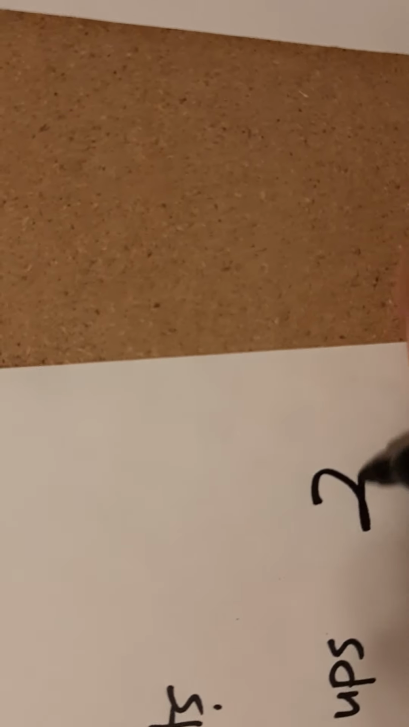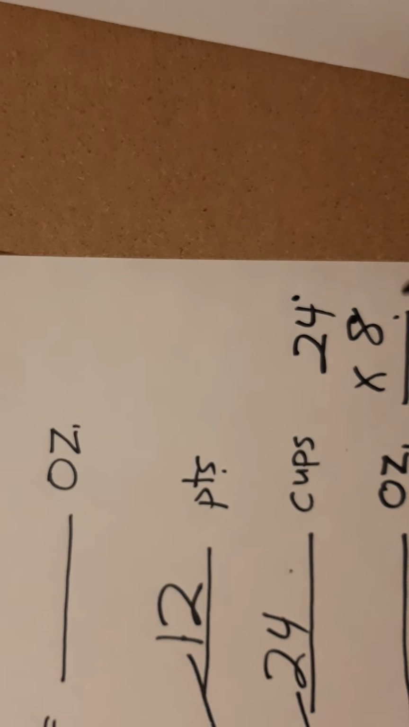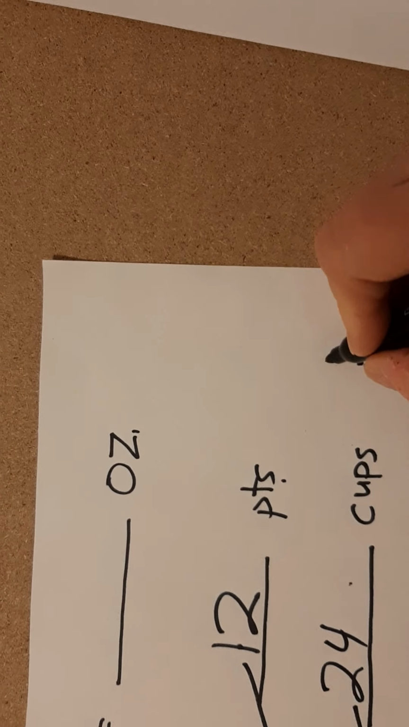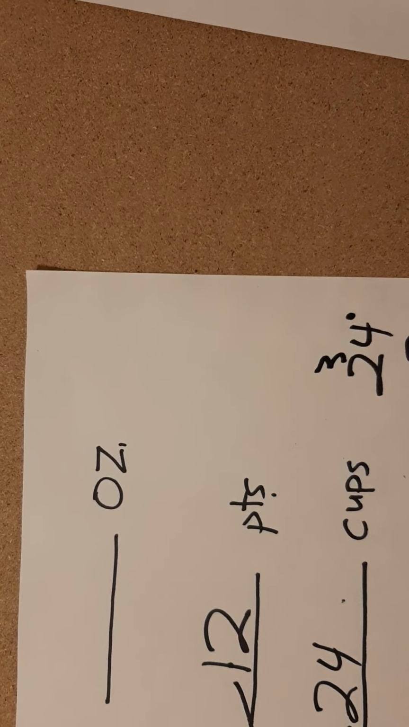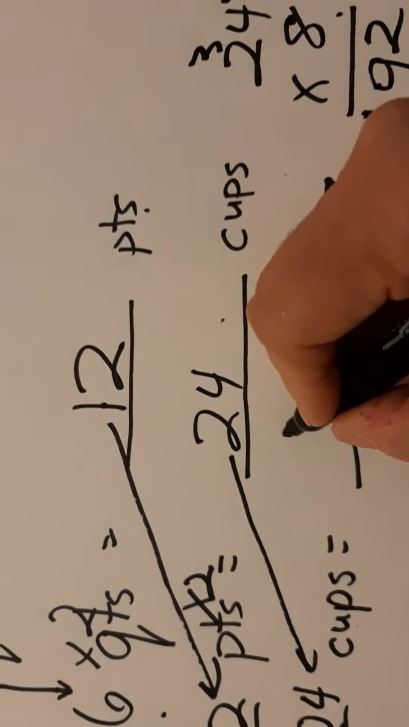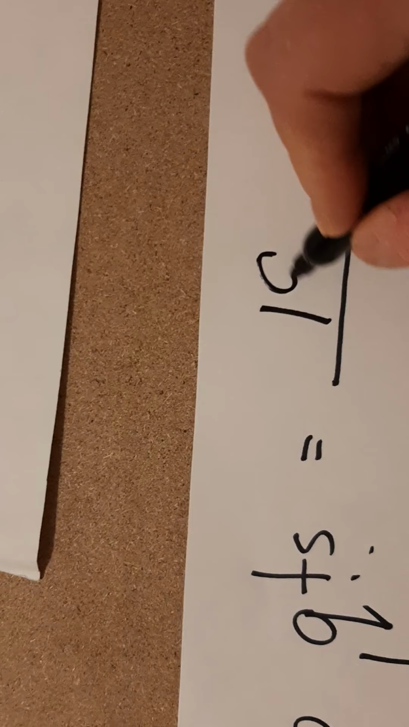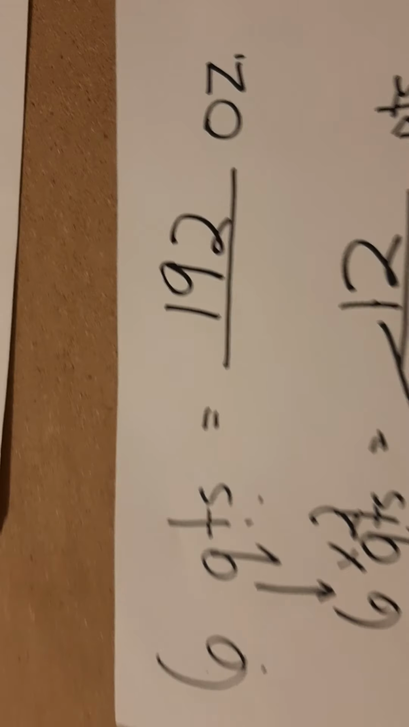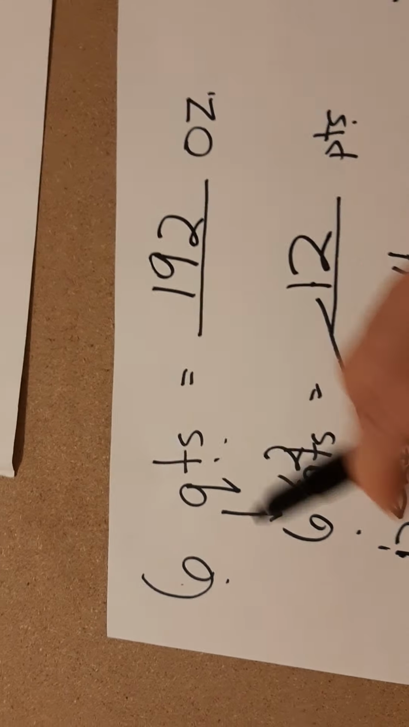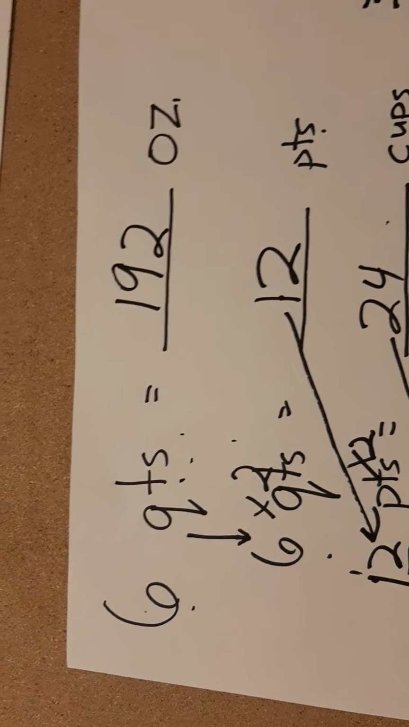Let's do it over here. 24 times 8. 8 times 4 is 32. 8 times 2 is 16. That's 192. Sorry. And so that means it is 192 ounces. So you know that 6 quarts now is 192 ounces. So that's how you have to do these kinds of problems, step by step on scrap paper. All right?